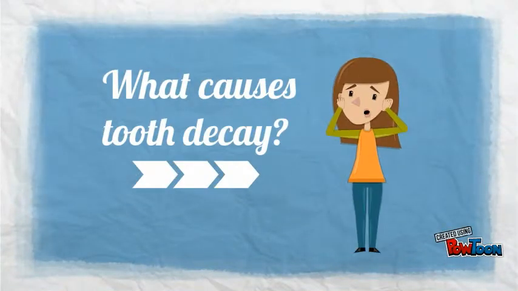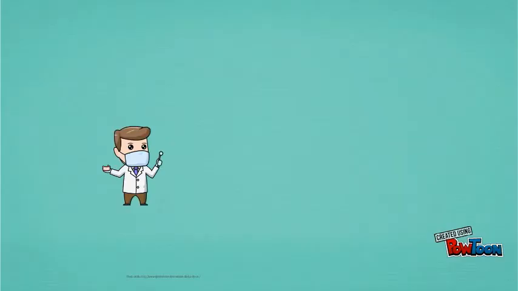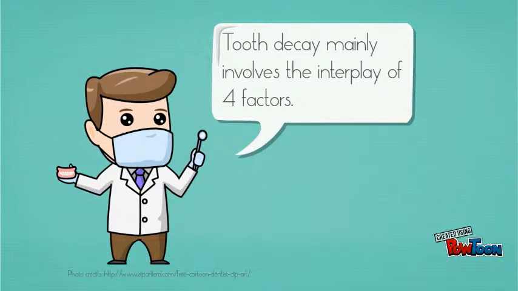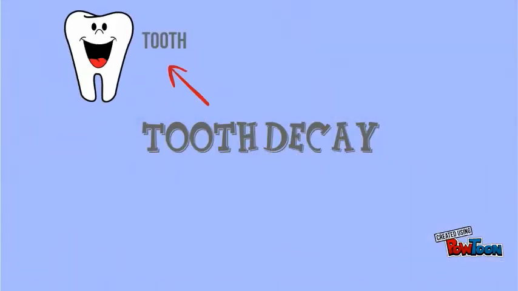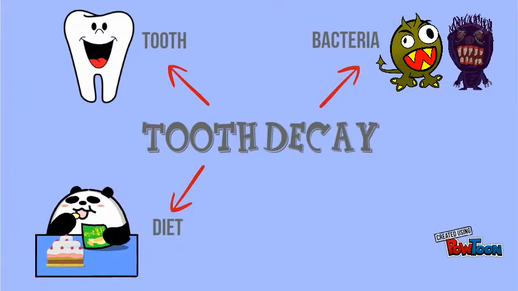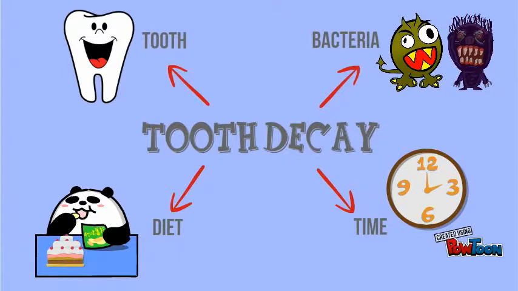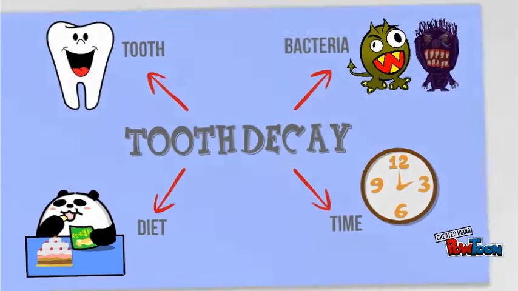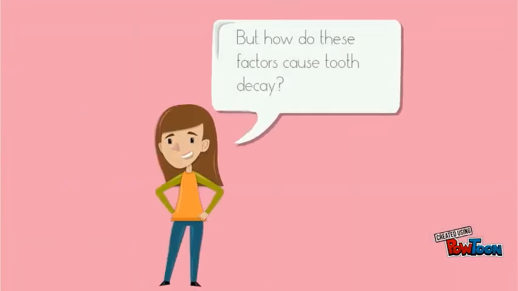So, what causes tooth decay? Tooth decay mainly involves the interplay of four factors: presence of tooth structure, presence of bacteria in the mouth, one's diet, and finally, time for the progression of tooth decay. But how do these factors cause tooth decay?